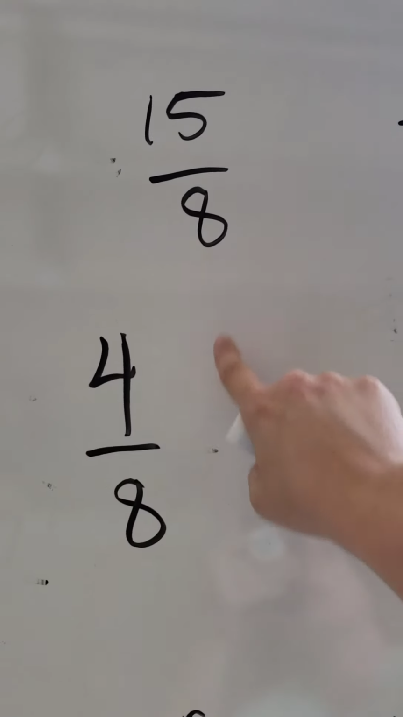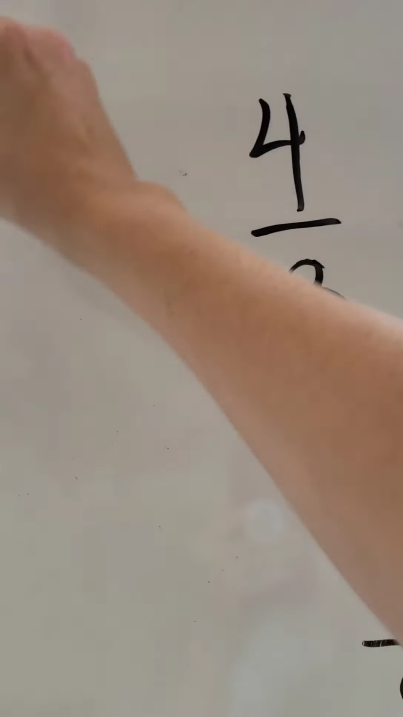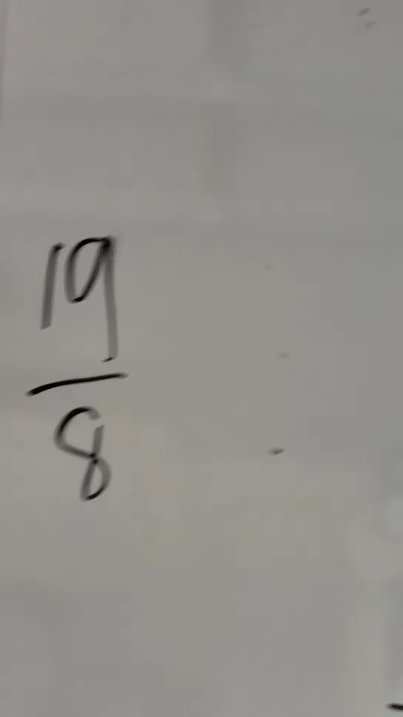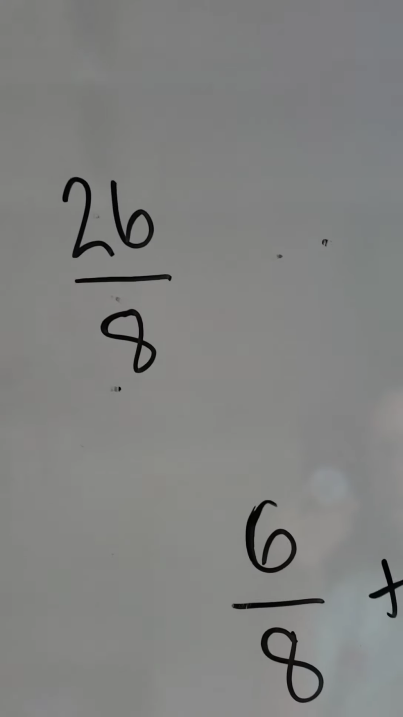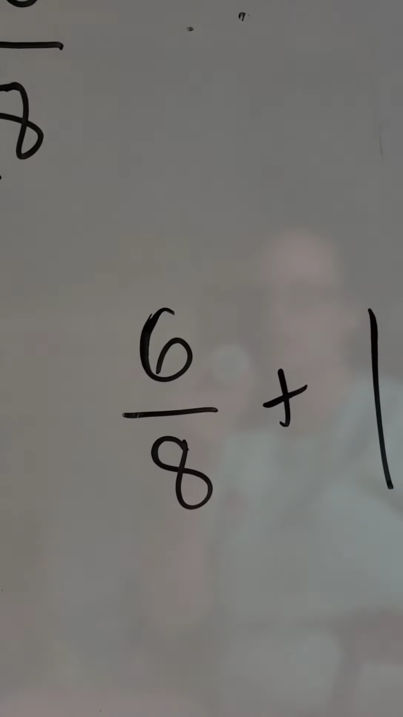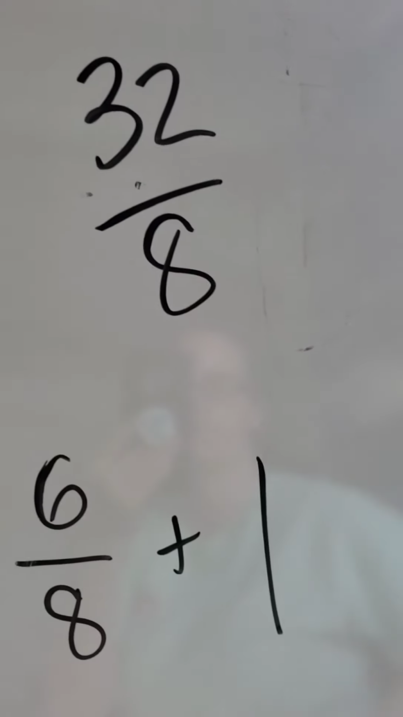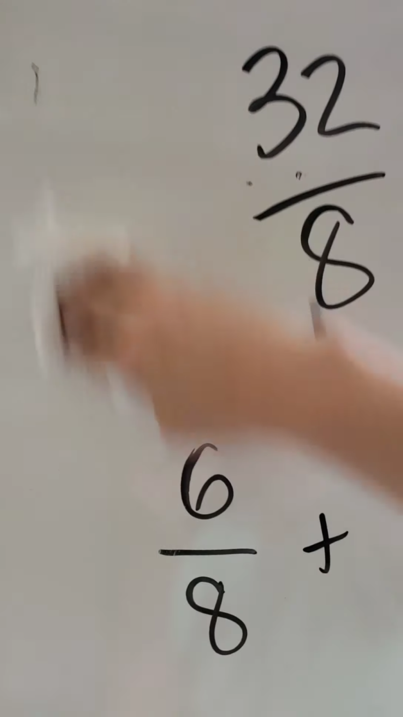So we'll start with 4/8 plus 15/8, which is going to be 19/8. 19/8 plus 7/8 is going to equal 26/8. 26/8 plus 6/8 is going to be 32/8. We'll save our 1 for last.